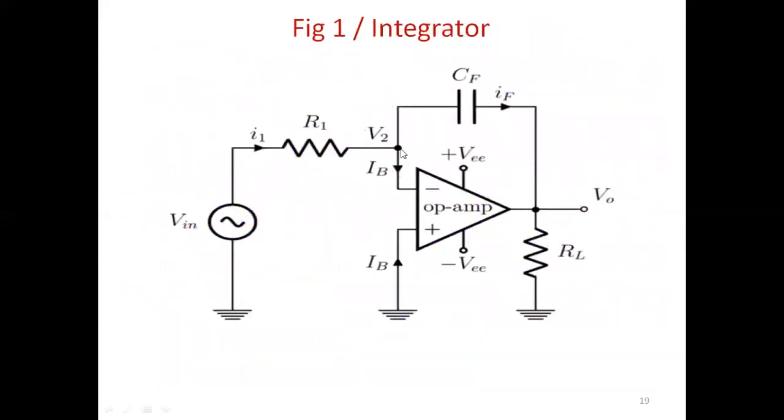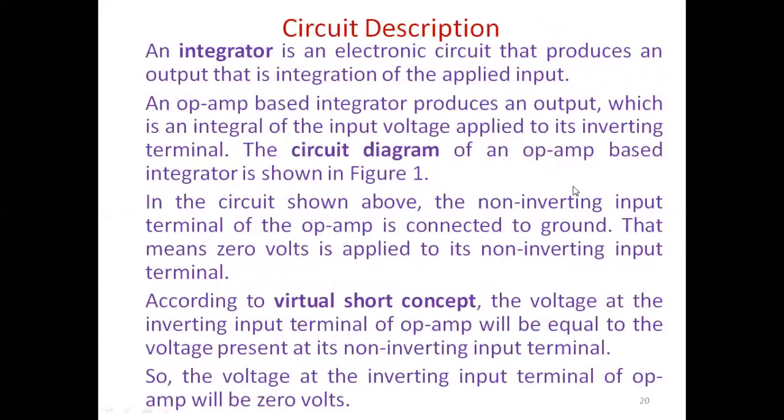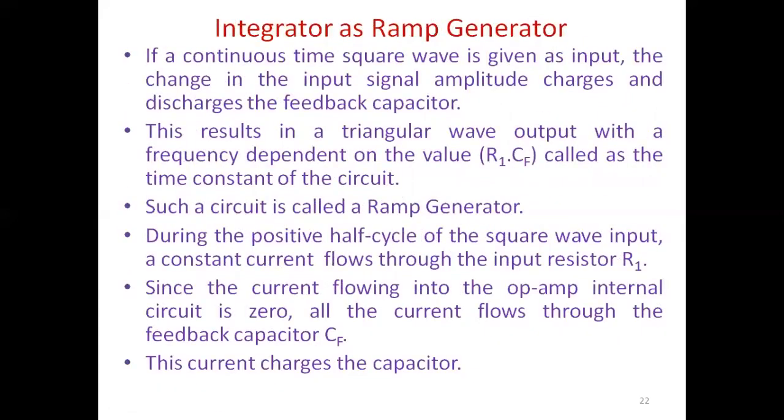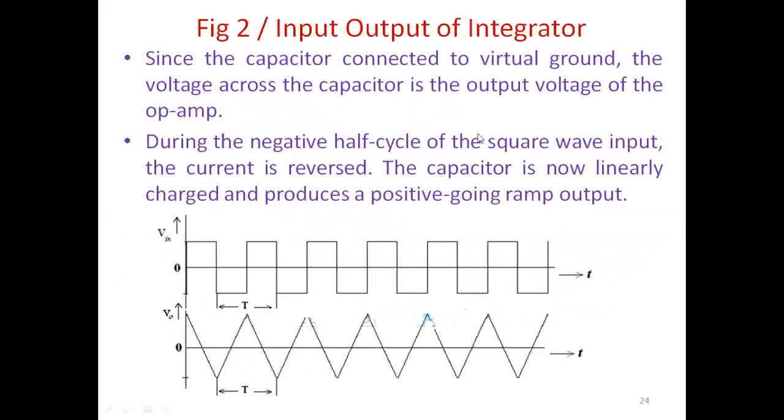This point is a virtual ground. This point is V0 available across CF. So voltage across the capacitor CF equals output voltage of the integrator. During the negative half of a cycle, the current will be reversed. Now the capacitor will be linearly charged and produces a positive going ramp output. So during the positive half of a cycle, we'll be getting a decreasing ramp, and during the negative half of a cycle, we'll be getting an increasing or positive going ramp output.